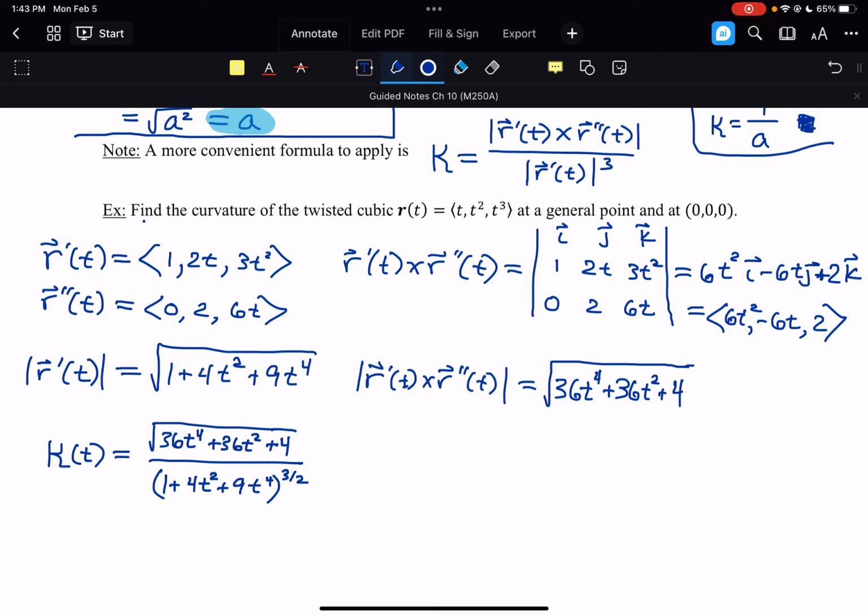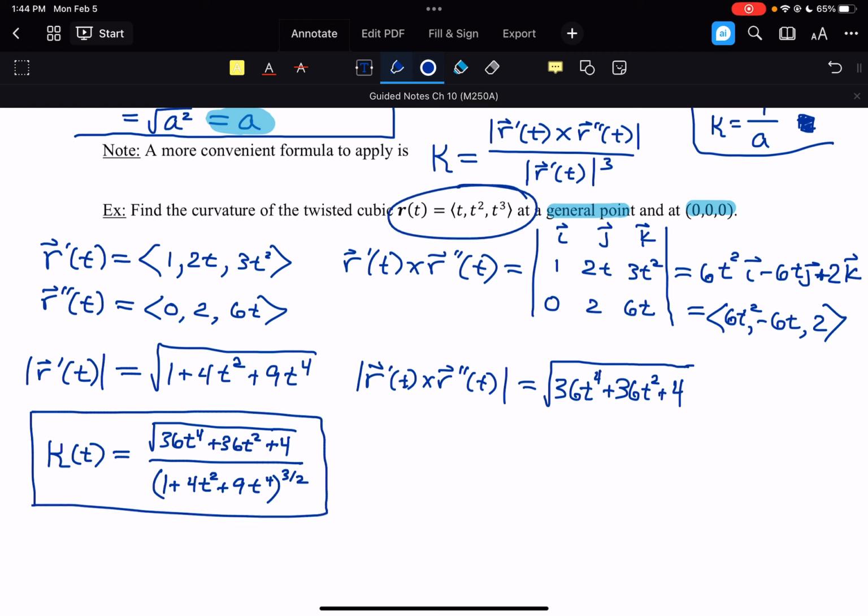So let's see, what did it want? The curvature of the twisted cubic at a general point and at 0, 0, 0. So this is the formula at a general point. We can use this to find the curvature for this curve at any value of t we want. Okay, so we have the general formula here. Now we want the point when the curve is at 0, 0, 0. So the question is, what value of t do we plug in? Well, if this is 0, 0, 0, the only point that works is t equals 0.